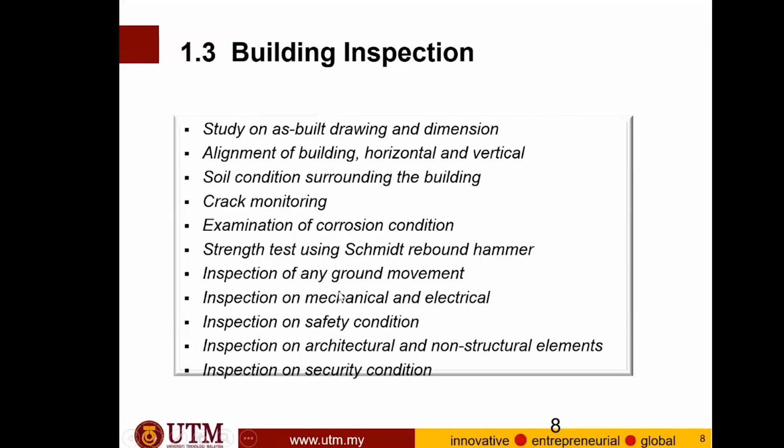Strength test, rebound hammer, we have mentioned last week. Ground movement, it is inspection, visual. Mechanical and electrical, this is inspection. Mechanical, such as air condition, fire, electrical, light, and also lightning arrestor. Safety condition, maybe the access, the safety door, the slope of any ramp, or maybe security of the fencing system.